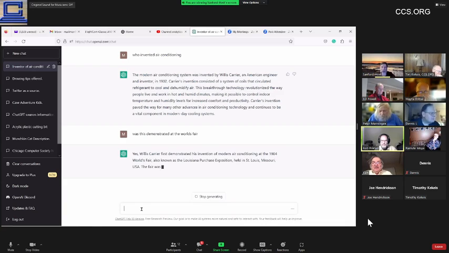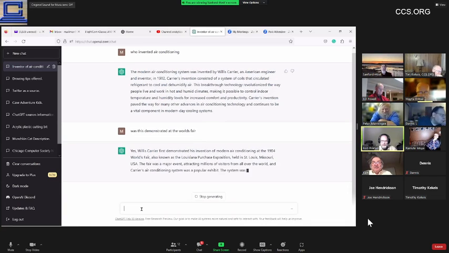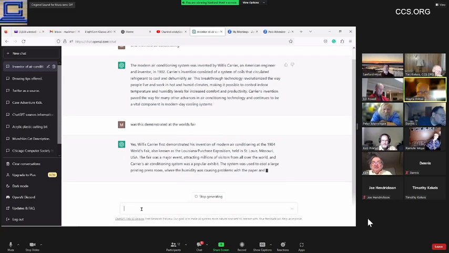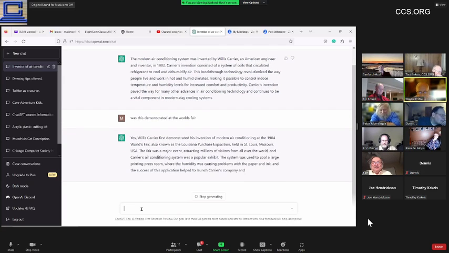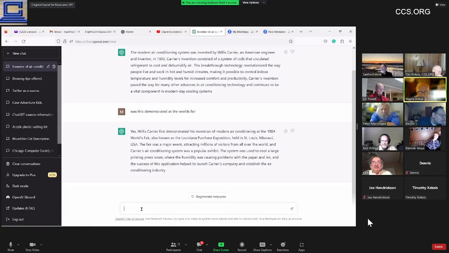1904. Okay. World's Fair. St. Louis, Missouri. Yep, the purpose of air conditioning was to remove the humidity of the paper in the printing room, for the printing presses. Paper and ink.